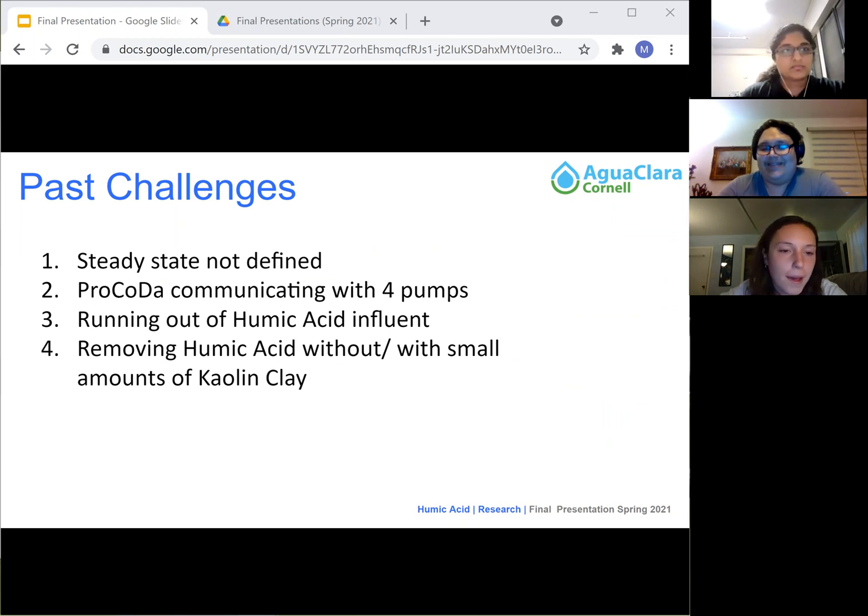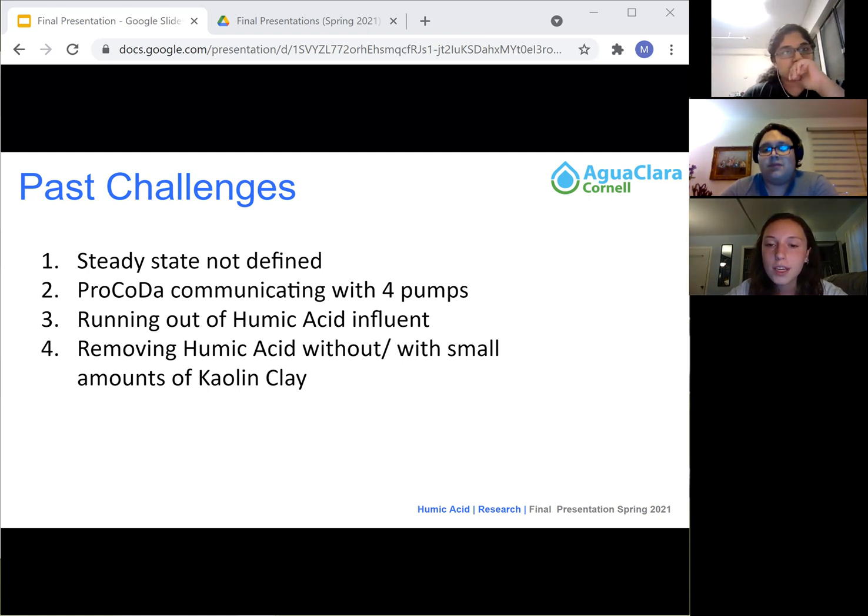And also in the past, there were just some general challenges. As Joseph was explaining, there were issues with achieving steady state and the time that the experiments were running, in addition to getting our Percoda code and method to communicate with 4 pumps instead of 3. However, that was worked out at the end of the spring 2020 semester.